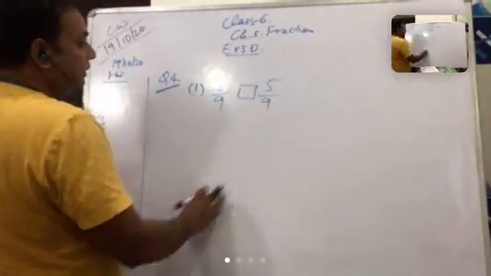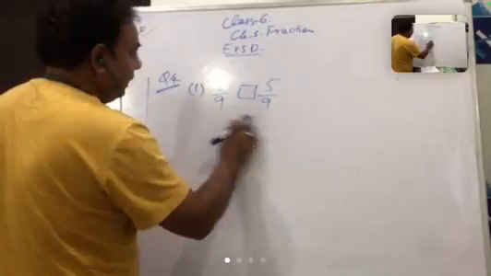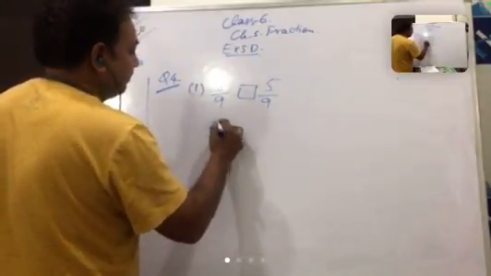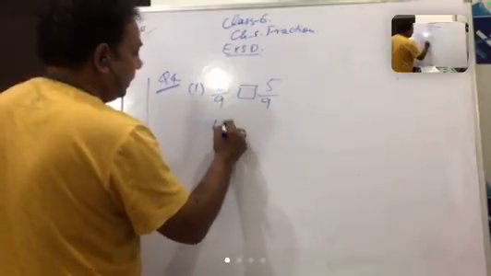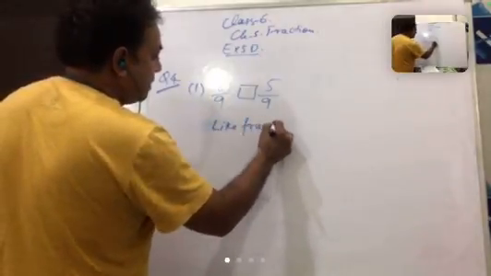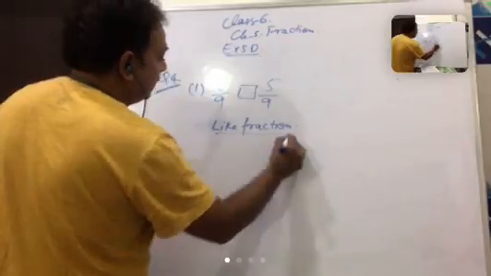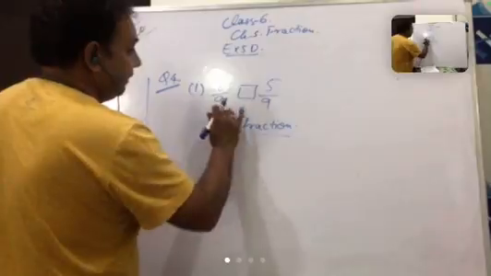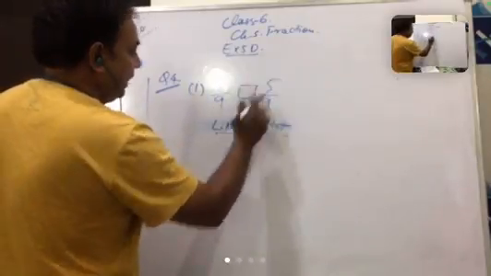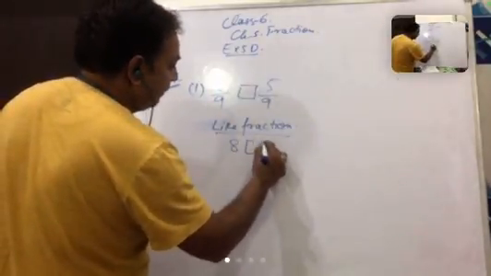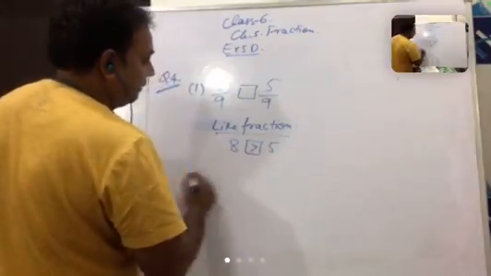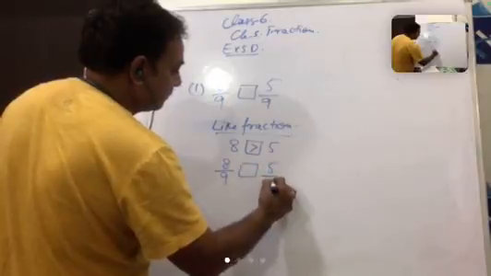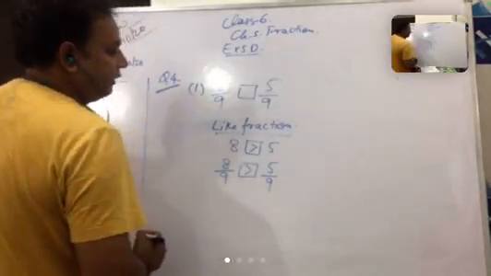Now see, it is a like fraction. If it is a like fraction, then we just compare 8 and 5. And we know that 8 is greater than 5. So we put 8 upon 9 is greater than 5 upon 9.